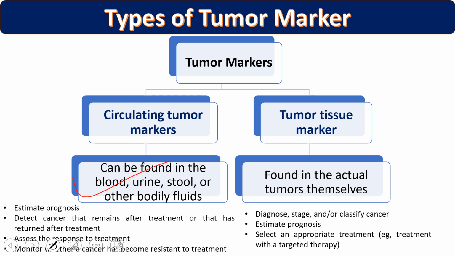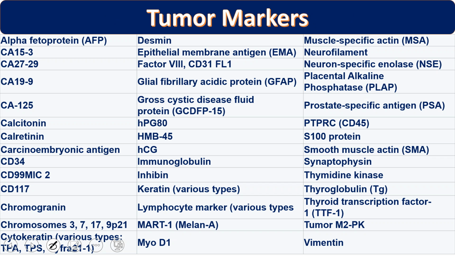Whereas tumor tissue markers are used for diagnosis, for stage detection of the tumor, and for the classification of the cancer. They also help in the estimation of prognosis and in the selection of a specific type of treatment. So both types of tumor markers, circulating or tissue, have different usages and are used for different purposes.